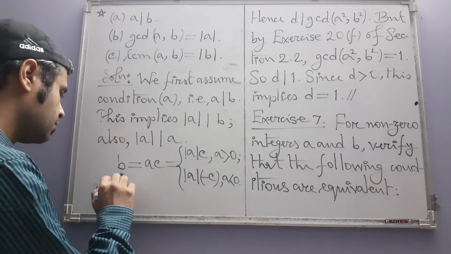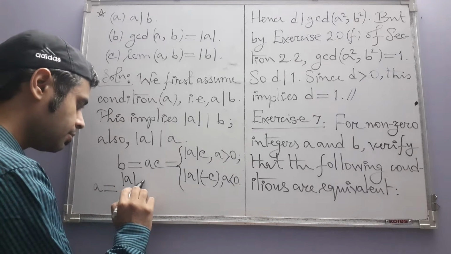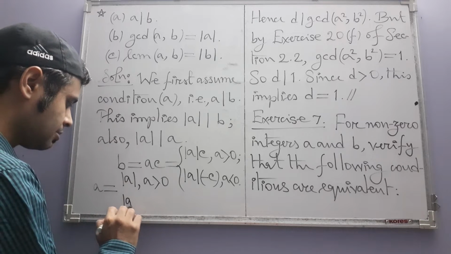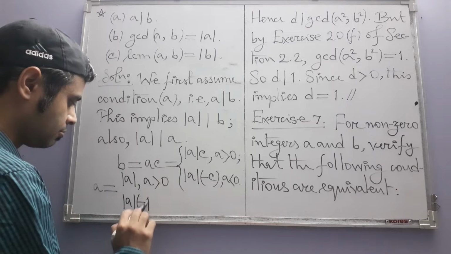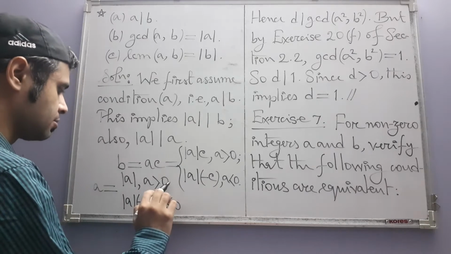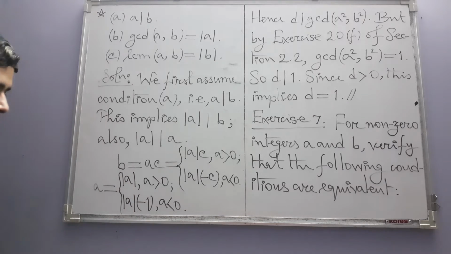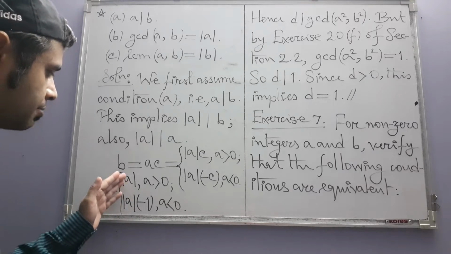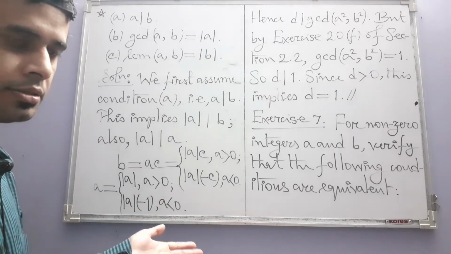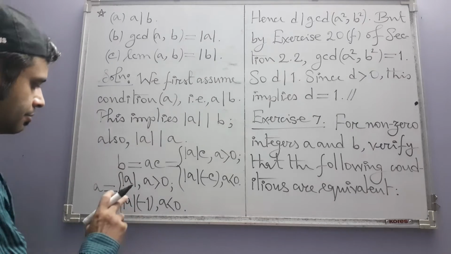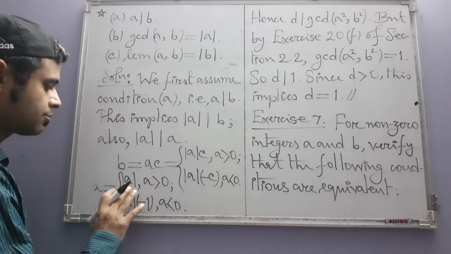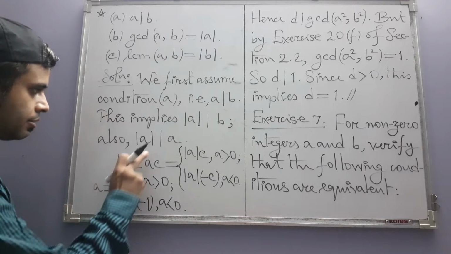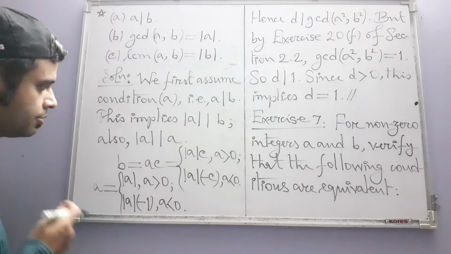See, a can be written as the absolute value of a if a is greater than 0, and when a is less than 0, you have this. So just like this one, a is always an integer multiple of the absolute value of a, provided a is non-zero. Well, when a is 0 also, that is true, but that's not what we are considering here. So these equations tell us that this divisibility relation is also true.